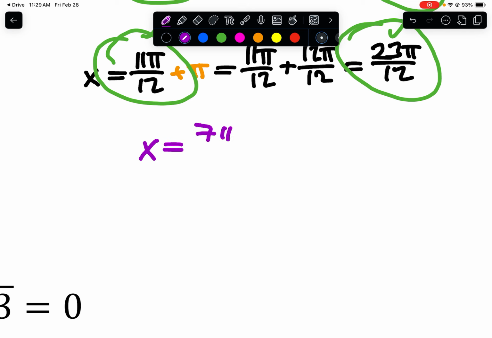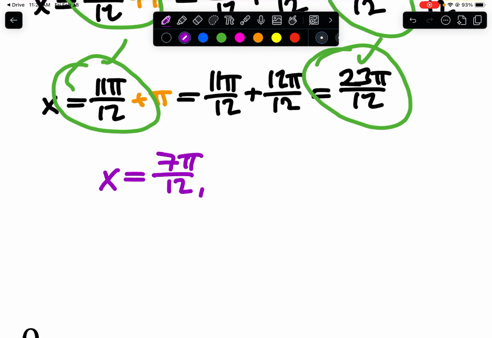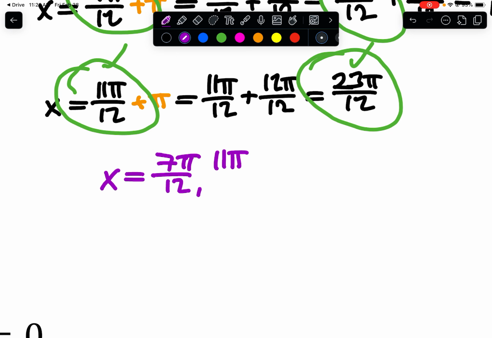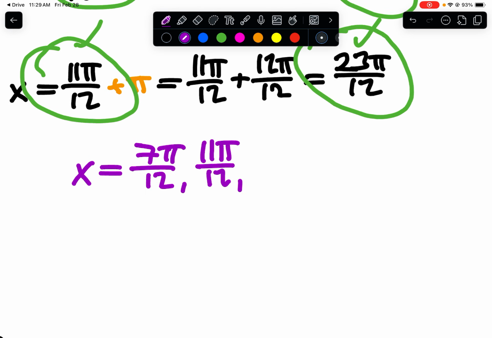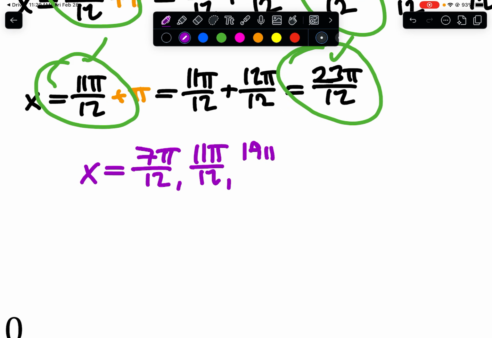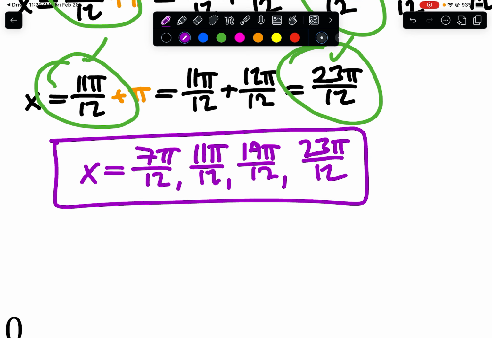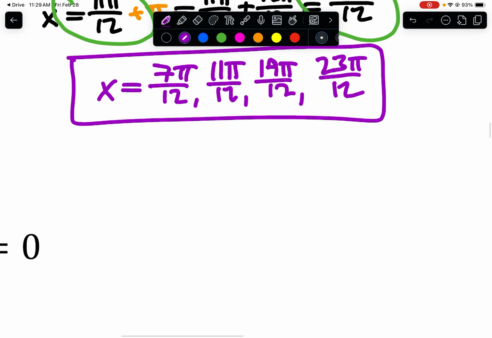So in this case, if I'm doing just the single cycle solutions, I'm going to have 7 pi over 12, then 11 pi over 12. I'm going to put these in order. And then we're going to have 19 pi over 12, and then 23 pi over 12. So in a single cycle, these would be all your solutions. Now, if I want all possible solutions, then I would want 7 pi over 12 plus pi k, which is our period.